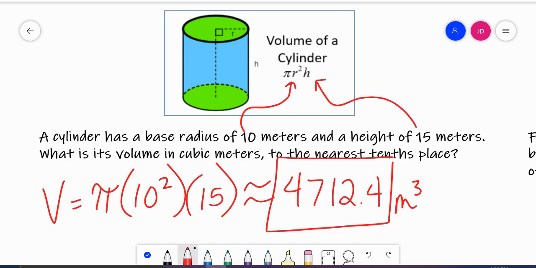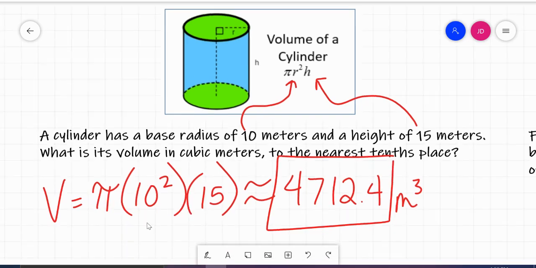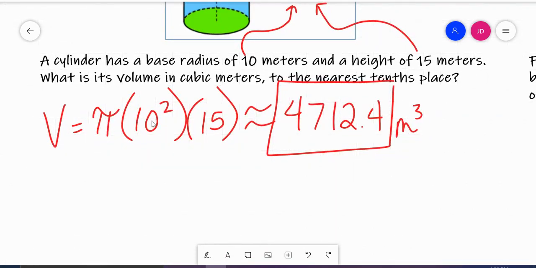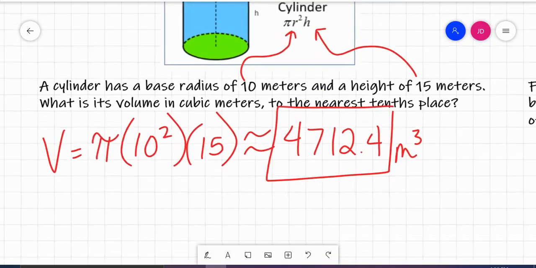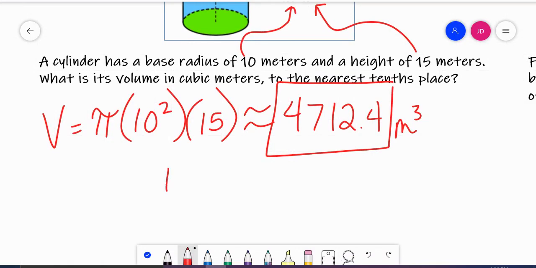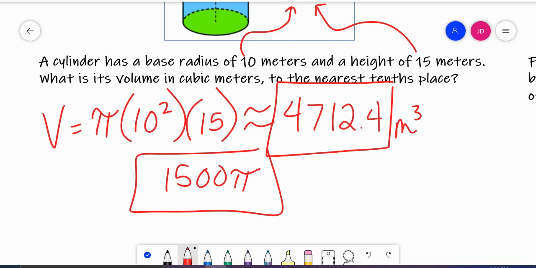Sometimes they might ask for it in terms of pi. If they ask for it just in terms of pi, that means you're going to leave the pi here. All you have to do is figure out what these two numbers are, 10 squared and 15. 10 squared times 15 is 1,500. So this can also be written as 1,500 pi. As you'll get later on in either algebra or geometry, they might ask you in terms of pi. So this is in terms of pi, and this is with the pi rounded to the nearest tenth.